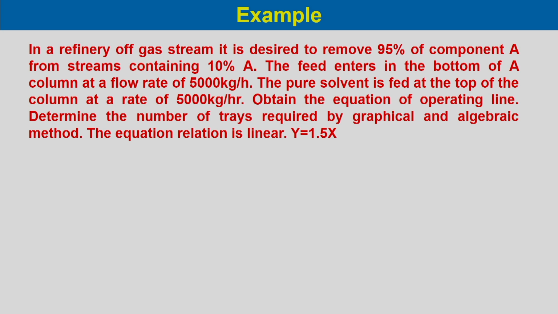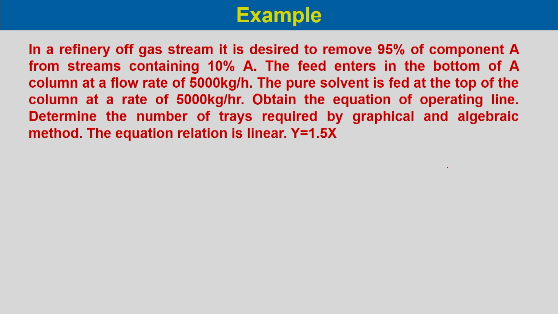In a refinery, an off-gas stream is desired to remove 95% of component A from a stream containing 10% A. The feed enters at the bottom of the column at a flow rate of 5000 kg per hour. The pure solvent is fed at the top of the column at a rate of 5000 kg per hour. Now, obtain the equation of the operating line, then determine the number of trays required by graphical and algebraic methods.